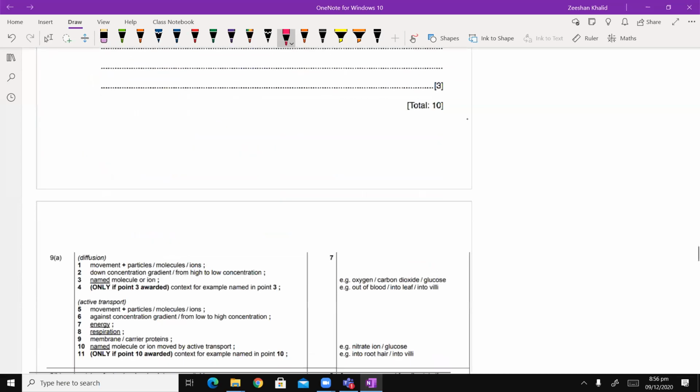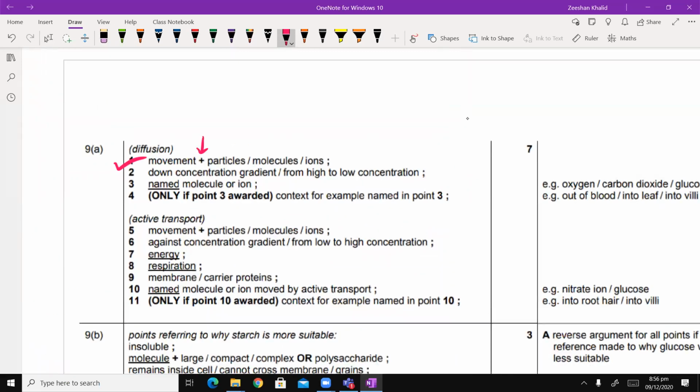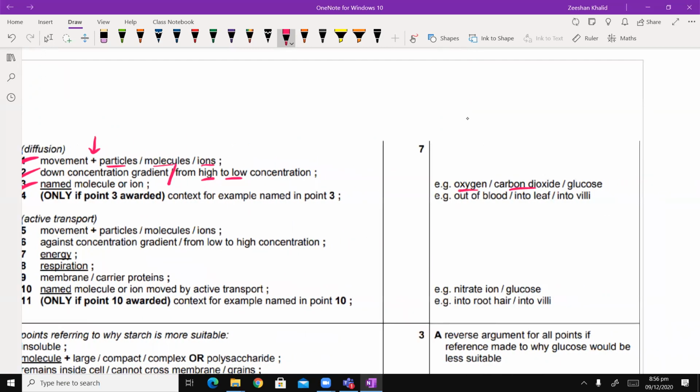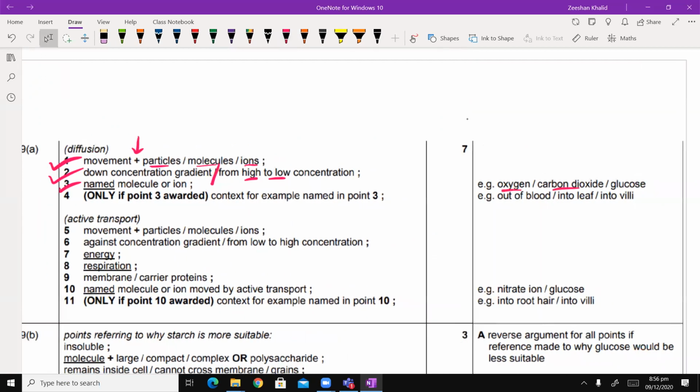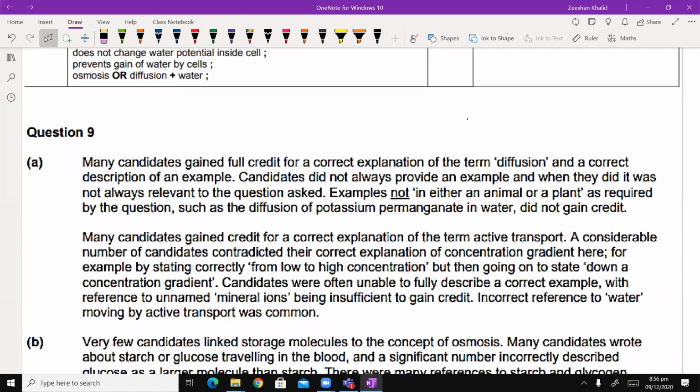Let's look at the marking scheme for diffusion. देखें जी, सबसे पहले movement plus किस चीज की, particles की, molecules की या ions की, down the concentration gradient, या फिर आप इसको इस तरह भी लिख सकते हैं from high to low. See, I explained that yesterday also. Then a named molecule, like for example glucose, for example oxygen, anything can be possible. ठीक है. और फोर्थ मार्किंग पॉइंट वो कह रहा है only 0.3 awarded, यानी कि example की extension है basically. यहाँ पे उसने for example oxygen, carbon dioxide and all of that stuff. Let's see what the examiner has to say for diffusion.